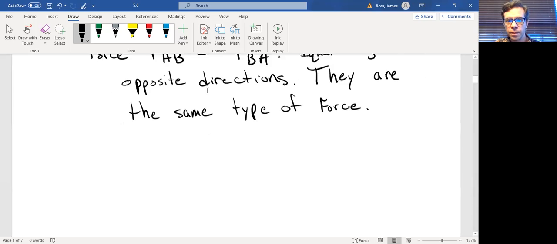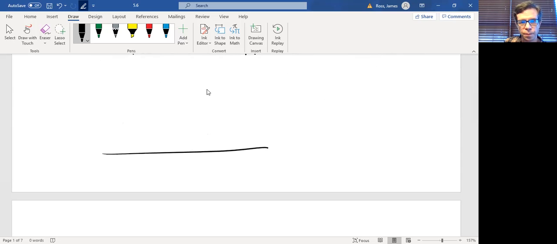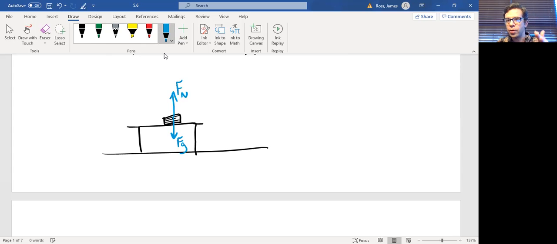So let's consider a situation. We have a table sitting on the ground, and we have a book on the table. Let's think about all the forces acting here. All right, if we look at the book, well, there's a force of gravity acting on the book. There is a normal force. As that book is compressed into the table, that normal force keeps the book from going through the table. That looks about like it on the book, right?